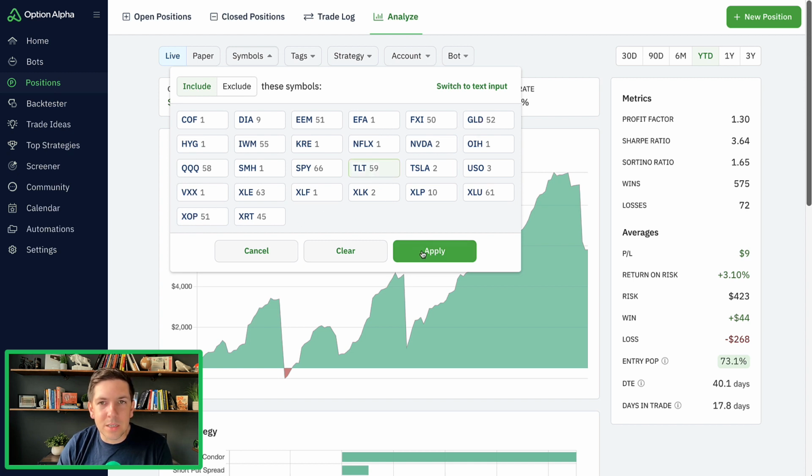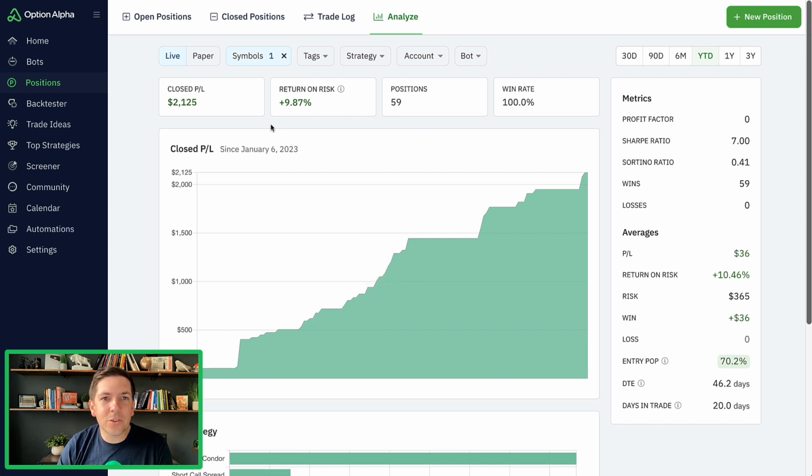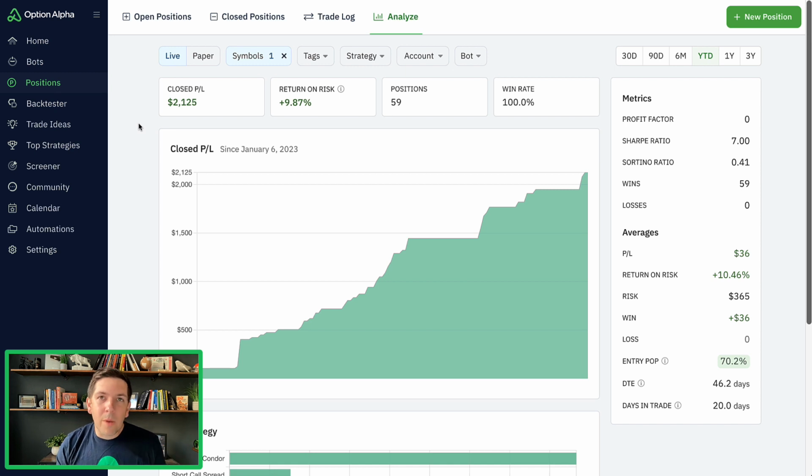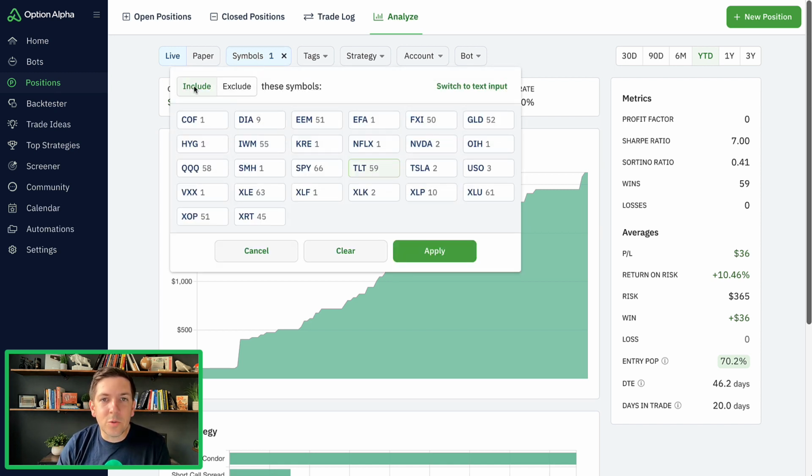So let's look at TLT. We can just filter all of our positions that we have for TLT. This would be across all bots because we don't have any bot filters here. We could filter by a specific bot, but this would be across all bots that we're trading any positions in TLT. You can see I simply filtered to include just those positions in TLT.